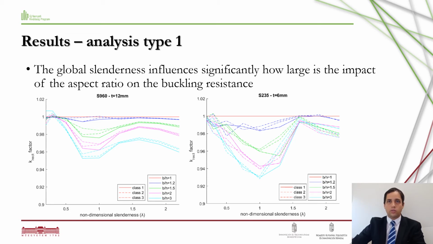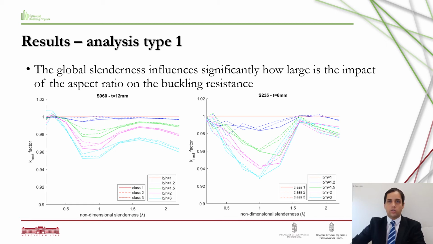In these graphs, on the vertical axis, you can see the calculated k-rect factors. On the horizontal axis, the non-dimensional global slenderness is presented. The results show that increasing the aspect ratio decreases the resistance, but this effect is highly dependent on the global slenderness. There are global slenderness ranges where this effect is negligible, but in other slenderness ranges, the effect of the aspect ratio could reduce the resistance even up to 8%.